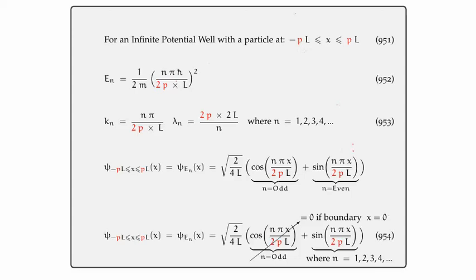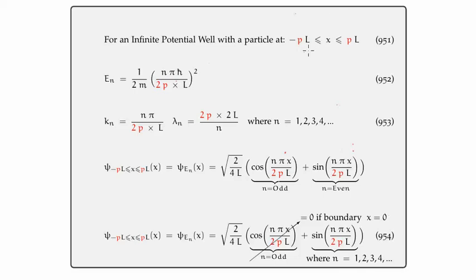The thing is though, if you look carefully, we'll see that the cosine solutions are non-zero only when the principal quantum number n is odd, and the sine solutions are non-zero only when the principal quantum number n is even. So actually, the wave function here is alternately cosine or sine, but never both.